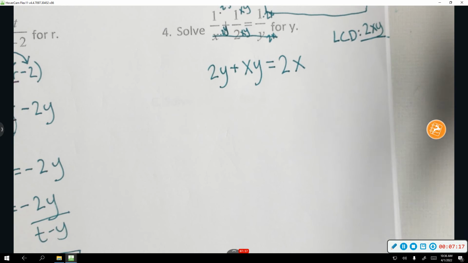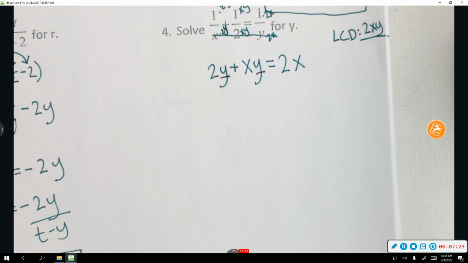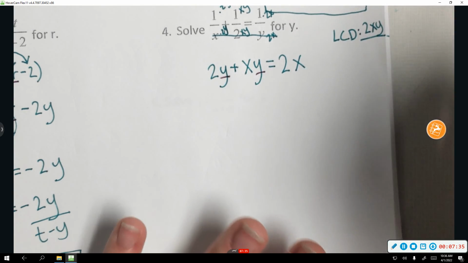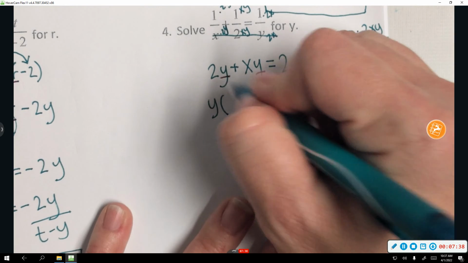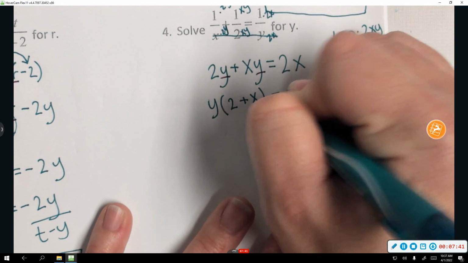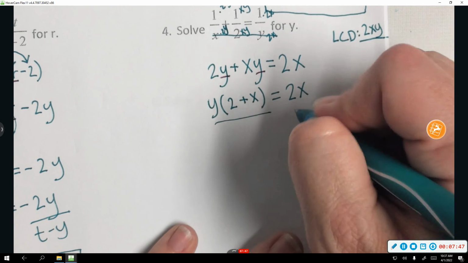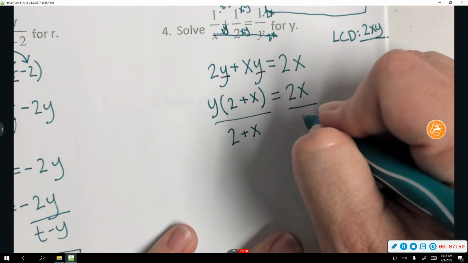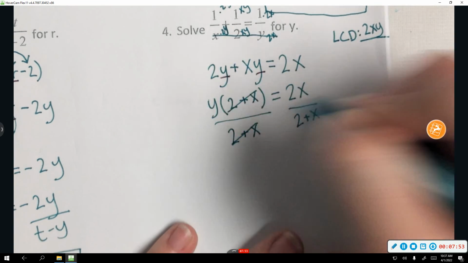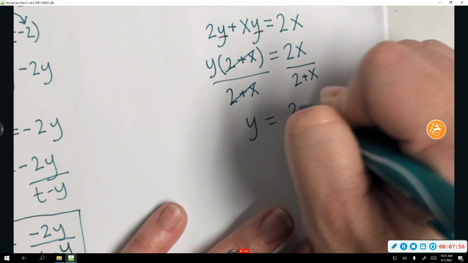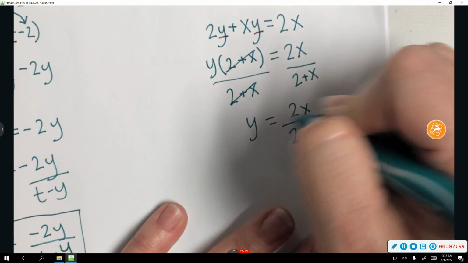Now that my fractions are done, what am I solving for? Y. Are they already on the same side? So what do I need to do? Don't I need to take the y out as a GCF? And when I take the y out, I'm left with 2 plus x and now I can divide. And I'm left with y equals 2x over 2 plus x.